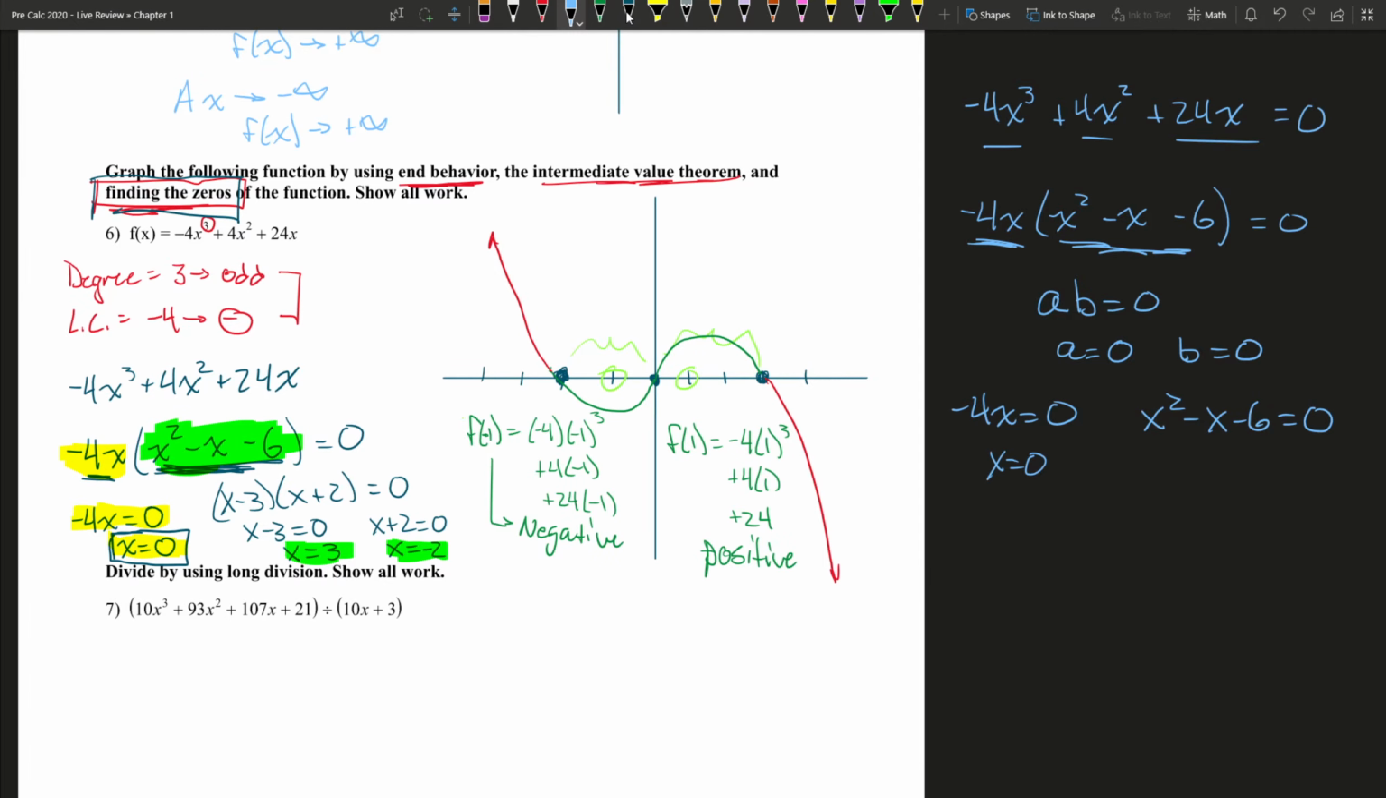Which is just a quadratic. You can either use the quadratic formula or you can factor it. In this case, factoring is super easy. We need factors of negative 6 that add up to negative 1, which end up being x minus 3 and x minus 2. And then we just apply that same 0 concept.